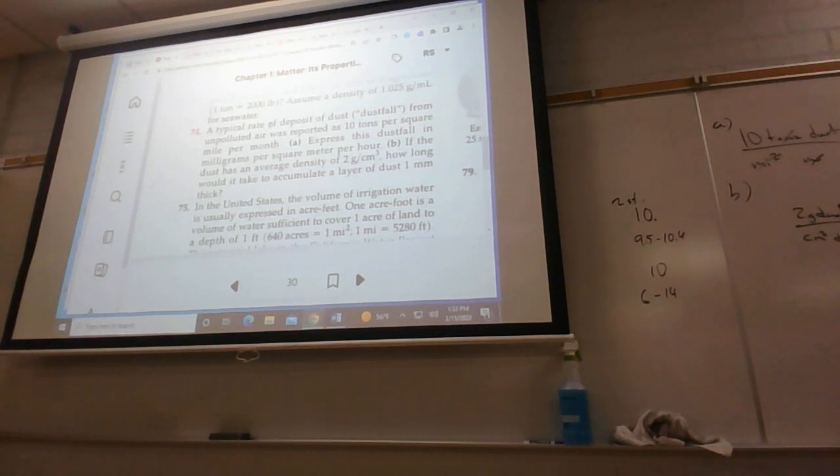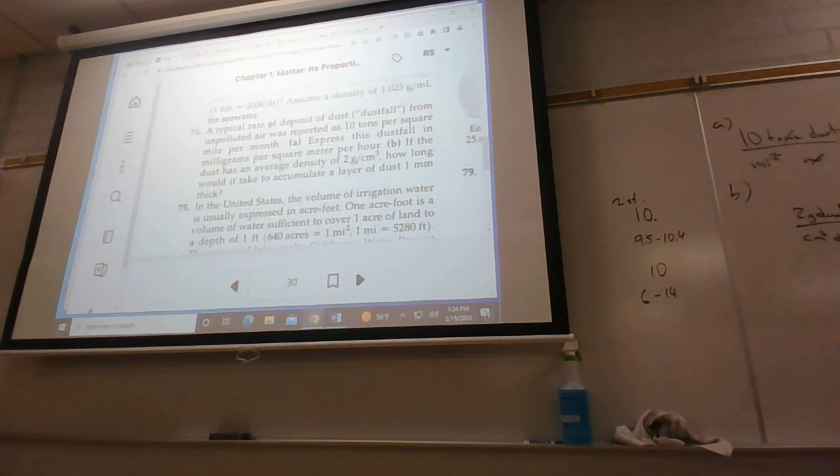So how long will that take? If we know the volume of dust, then we can get the grams of dust. And that's what we need for this. We need milligrams of dust, because if we can get the milligrams of dust, we can relate it to the time here.